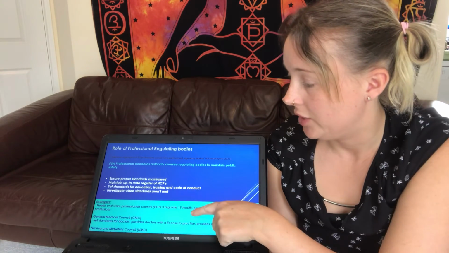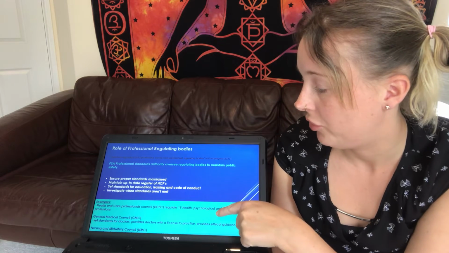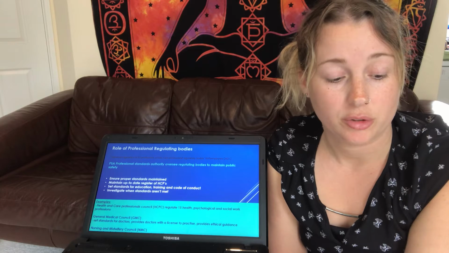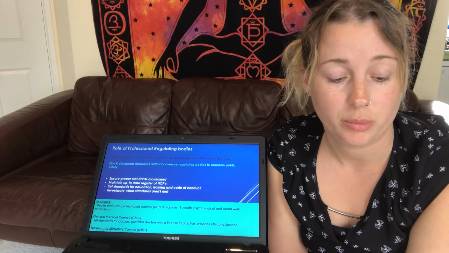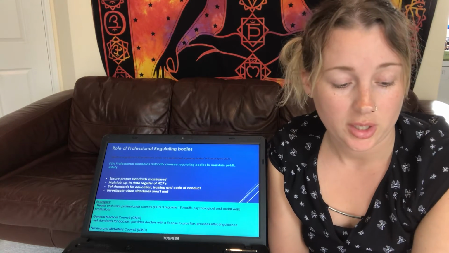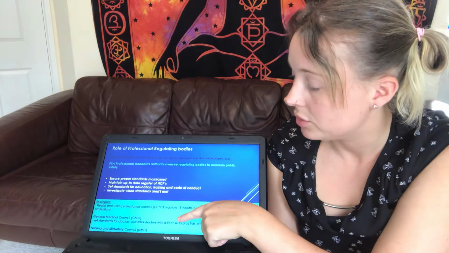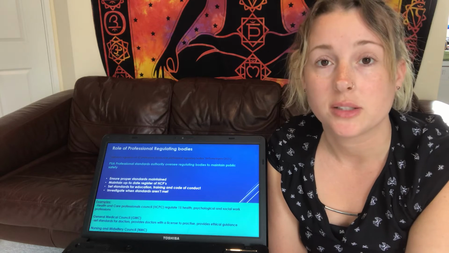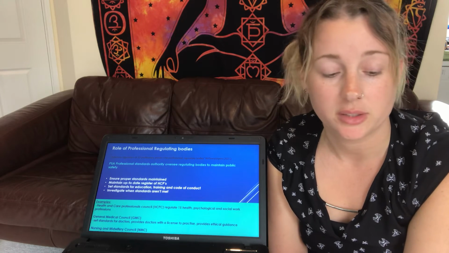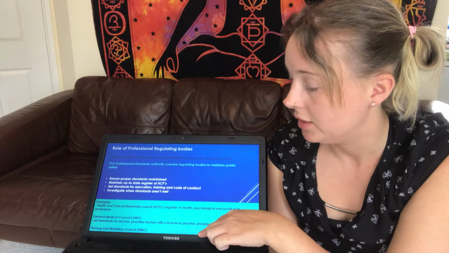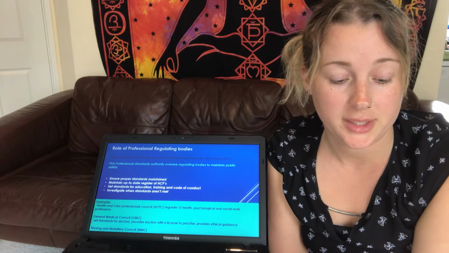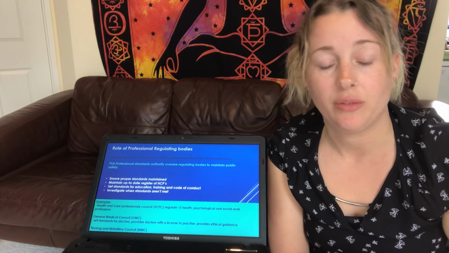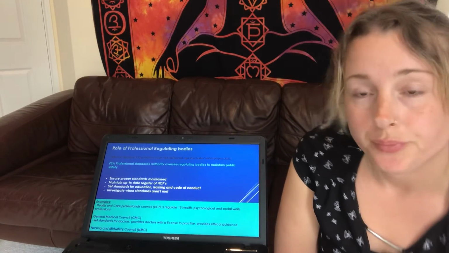Examples down here are the Health and Care Professions Council, which regulate 15 health, psychological and social work professions, including radiographers. Then you've got the General Medical Council, GMC, which sets standards for doctors, provides doctors with a licence to practice and provides ethical guidance. And lastly, the Nursing and Midwifery Council, the NMC, which sets a code of professional standards of practice and behaviours for nurses and midwives.